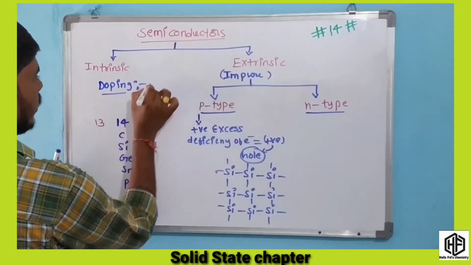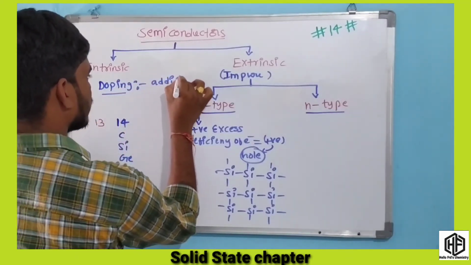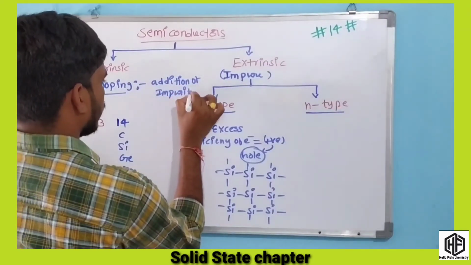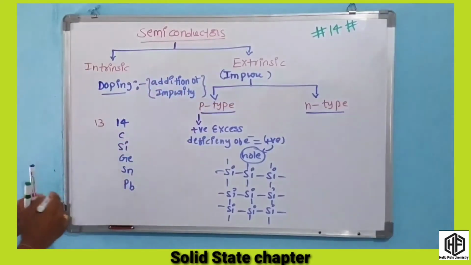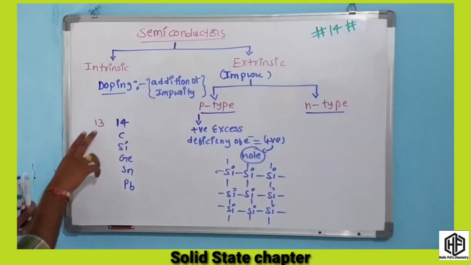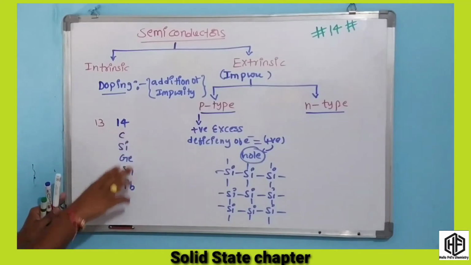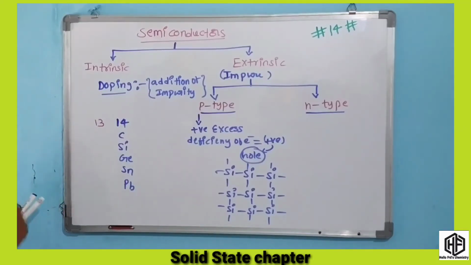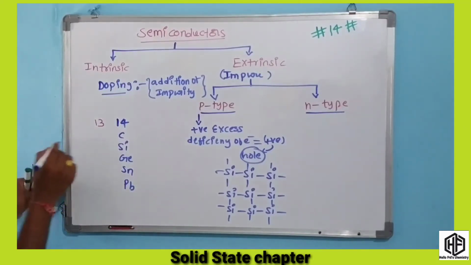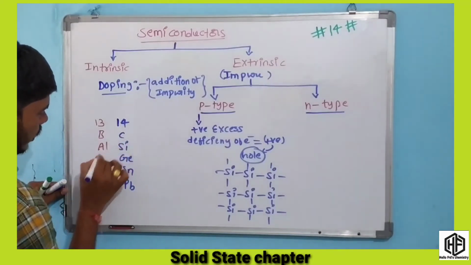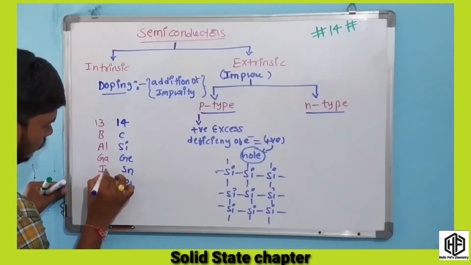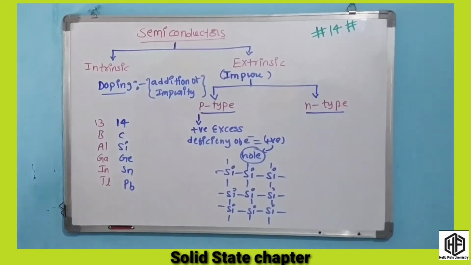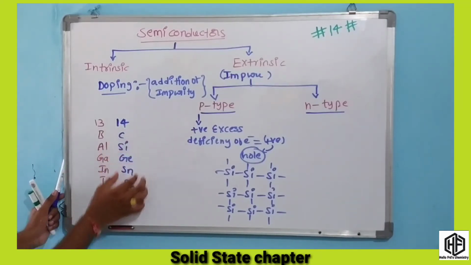Doping is the addition of impurity. Okay friends, what is doping? Doping is addition of impurity. When a 13th group impurity is added to 14th group elements, that is called a P-type semiconductor. Now what are the 13th group elements? The 13th group elements are boron, aluminum, gallium, indium and thallium.